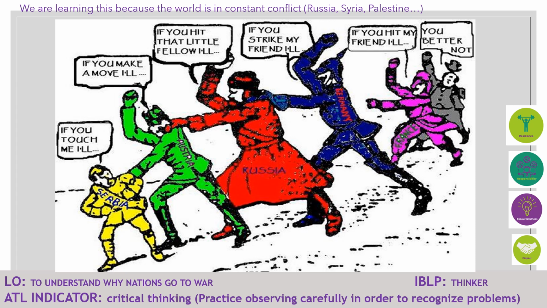I just want the students to think, and what I put very clearly in every slide is the lesson objective, because that allows me to measure progress. The skill that we're going to develop in that particular activity. In this case, we develop critical thinking skills because I want the students to practice observing carefully in order to recognize problems. Because we're an IB school, I always make a reference to the IB learner profile as well. In this case, it is thinker.